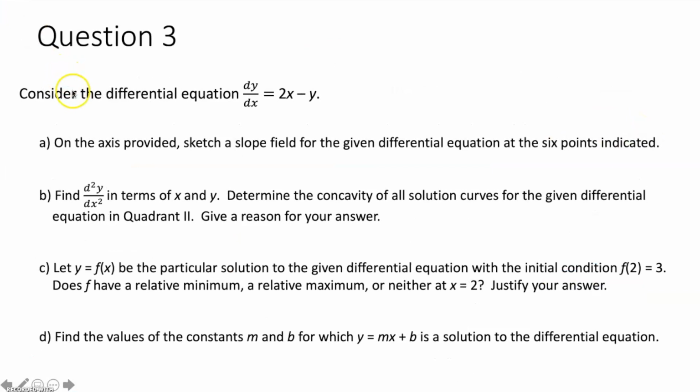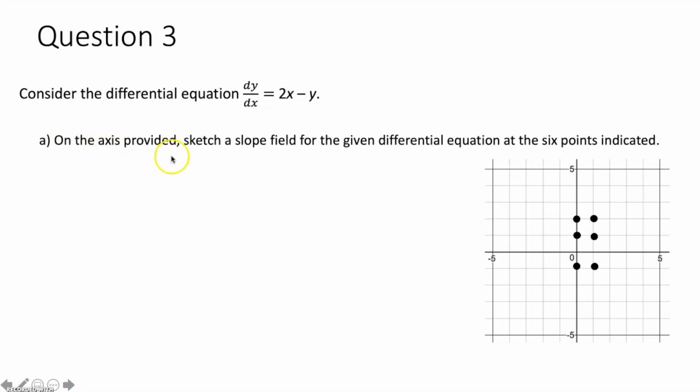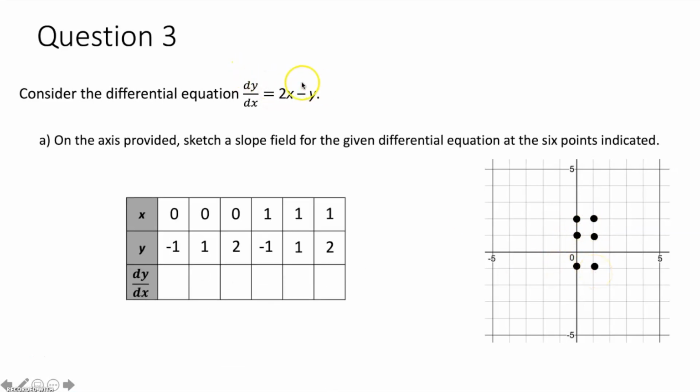Now question 3 says consider the differential equation dy dx is equal to 2x minus y. So we have 4 parts here. First part says on the axis provided, sketch a slope field for the given differential equation at the 6 points indicated. So anytime you're given a question where you're tasked with sketching a slope field for a given differential equation and they give you a certain amount of points, you should be so happy. It's so easy. All you have to do is just plug in the coordinates for each of these points into your differential equation, get the slope that goes with them, and then create a little dash that has that indicated slope. So let's plug in each of the coordinates for these points in our differential equation.